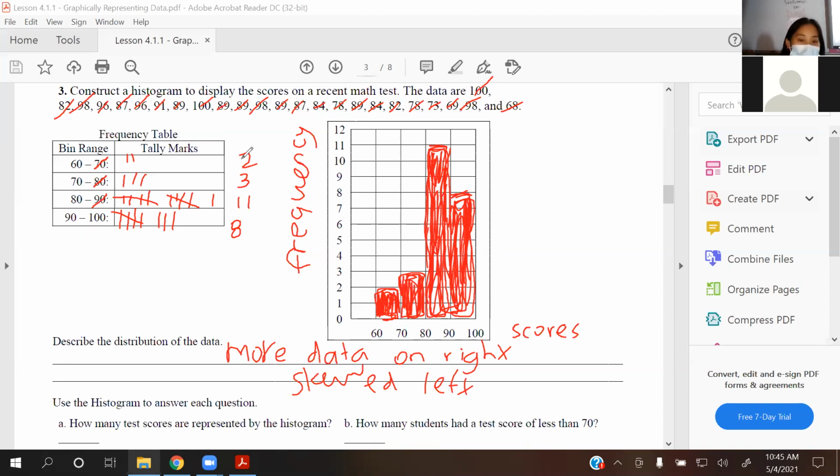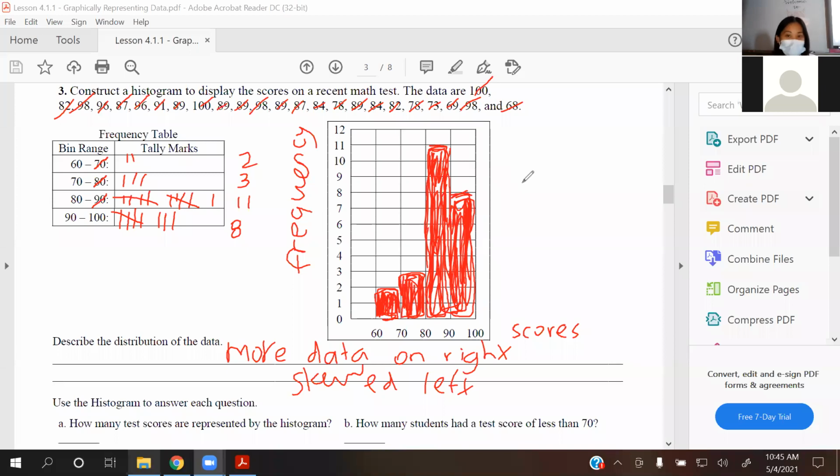Because if there's more data on the right, it's skewed to the left. I know that sounds weird, but remember the smaller numbers that are on the left side are pulling the mean down. So it's skewing the mean to the left. So that's why it's called skewed left. All right, any questions up until here about constructing the actual histogram?